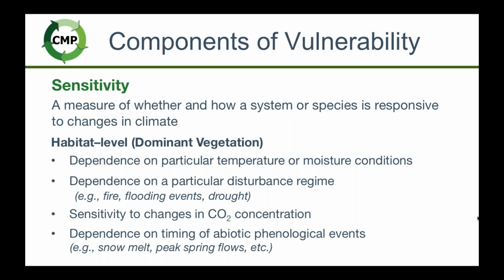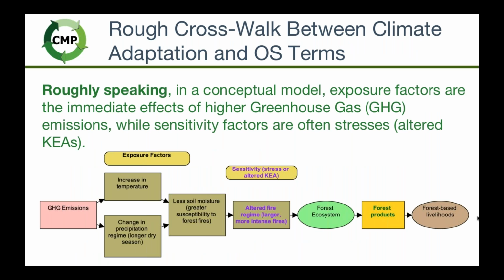There can be sensitivity to changes in CO2 concentrations in some plants, and there can be dependence on timing of abiotic phenological events like snow melt, peak spring flows, etc. So roughly speaking, in a conceptual model, your exposure factors are those immediate effects of higher greenhouse gas emissions, while the sensitivity factors are often stresses or altered key ecological attributes.